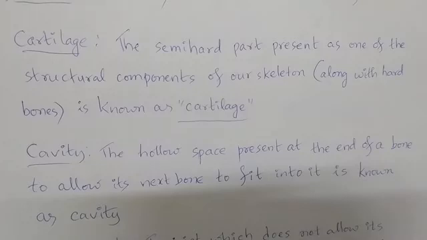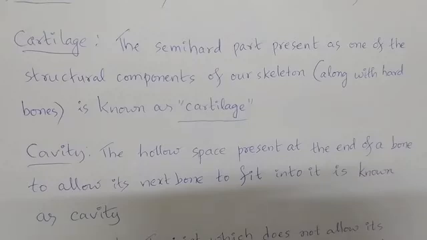Where is cartilage present? In the earlobe, ears, and in the nose, above the nostrils as well as that area. Next, at the ends of the bones, where two bones meet with each other, the ends of the bones are covered with cartilage.